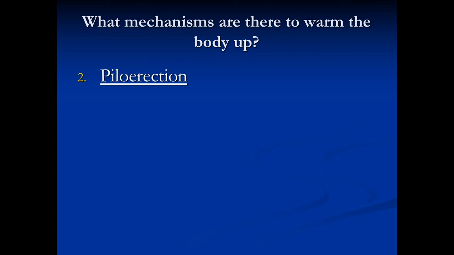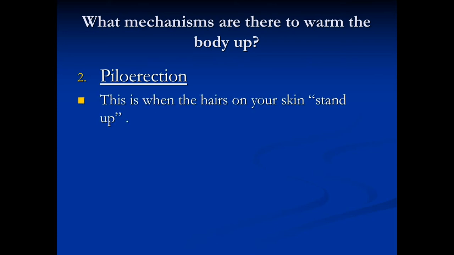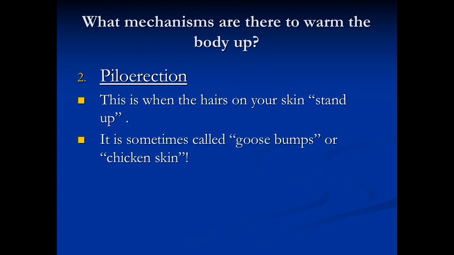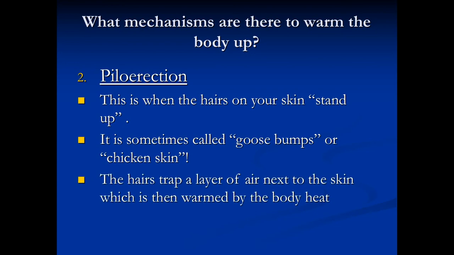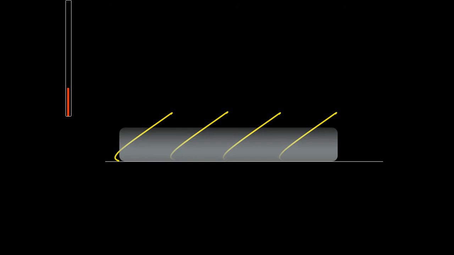Here's another mechanism to warm the body up. It's called piloerection. This is when the hairs on your skin stand up. I'm sure you've experienced goosebumps, or sometimes people call it chicken skin, where all the hairs on your arms lift up. And these hairs trap a layer of air next to the skin, which is then warmed by your body heat. That air then becomes an insulating layer. So if the temperature in your body drops, the hair on your body stands up and traps a layer of warm air next to your skin. So that's how your body maintains the correct temperature.